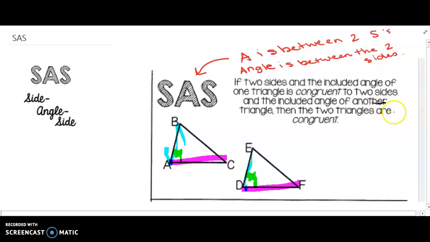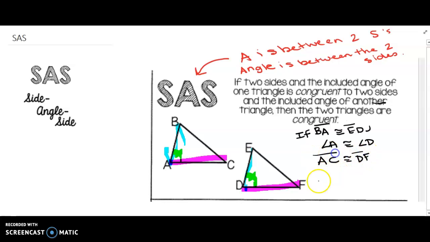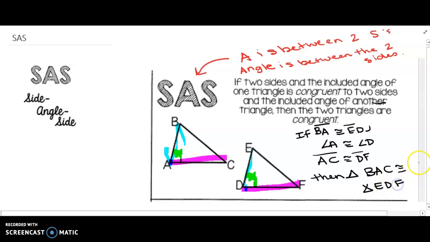So I could say if BA is congruent to ED, angle A is congruent to angle D, and then AC is congruent to DF, then triangle BAC is congruent to triangle EDF. I would not need to know anything about the other sides or anything about the other angles.